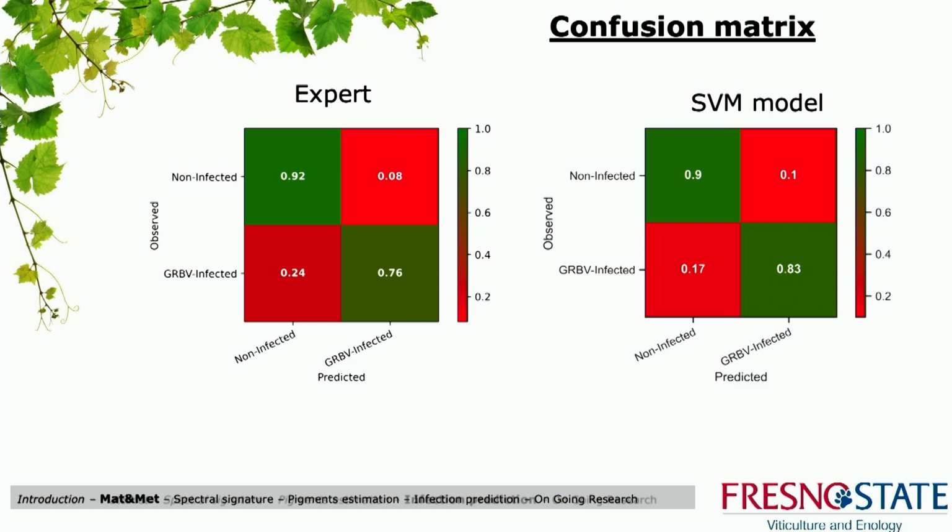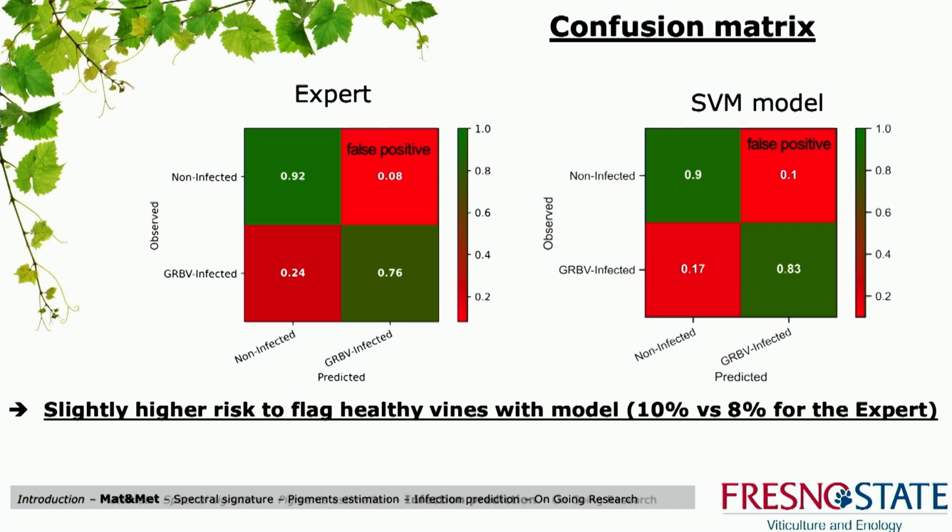Now, if we look at the error, because that's what we are interested in, right? What's the error? Here, what we call false positive, we have a slightly higher positive rate with the model. What that means is we have a slightly higher risk to flag vines that are healthy as infected with the model. It's only a 2% difference, though, compared to the experts.